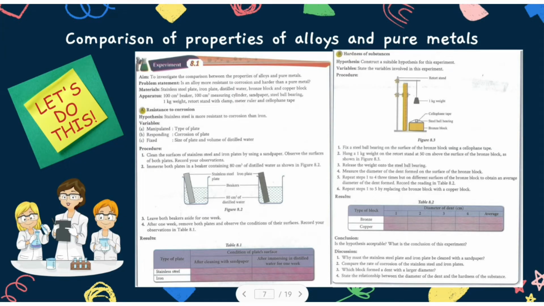Okay, so this is the experiment about comparison of properties of alloys and pure metals. You have to copy in your lab report book. So this one will be lab report 8. Okay, you copy all using this slide. Copy in English.